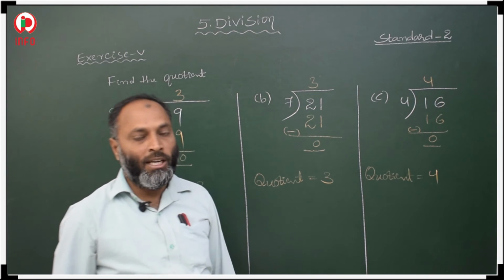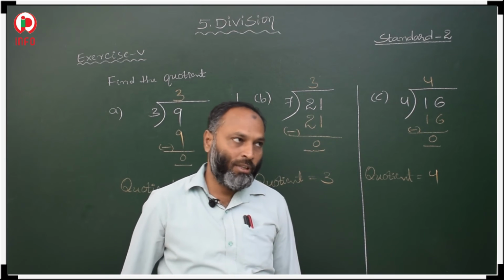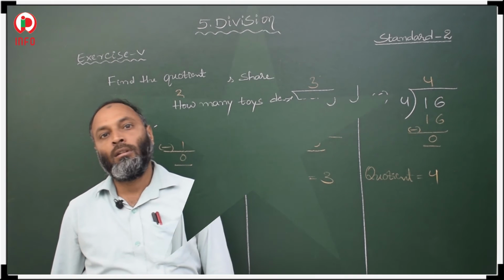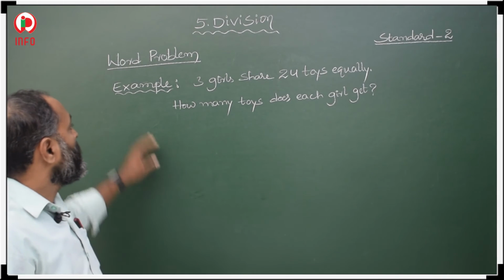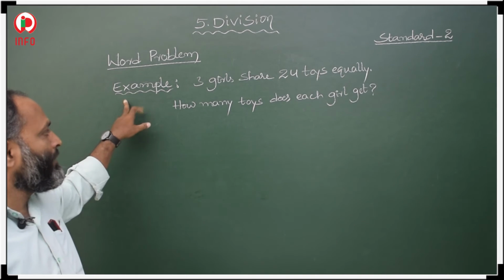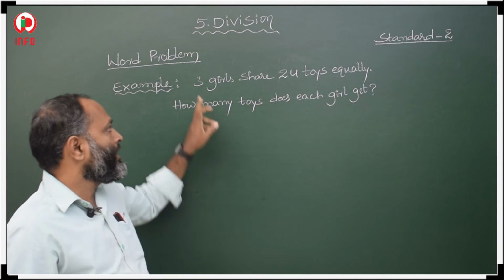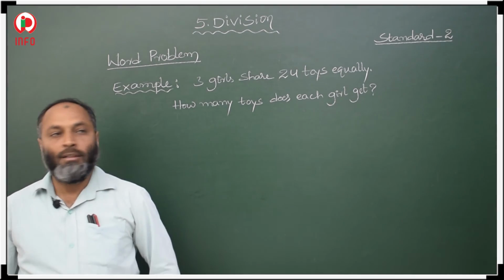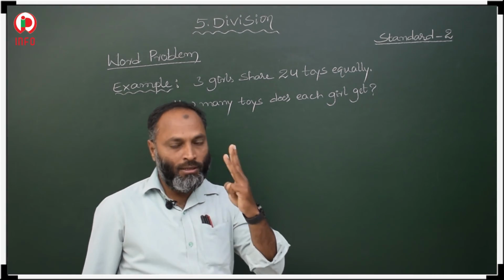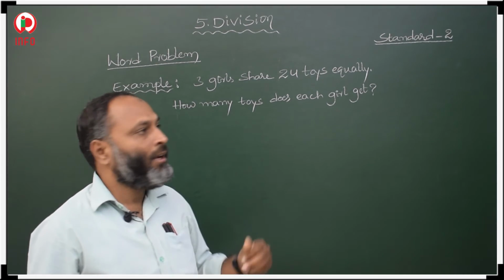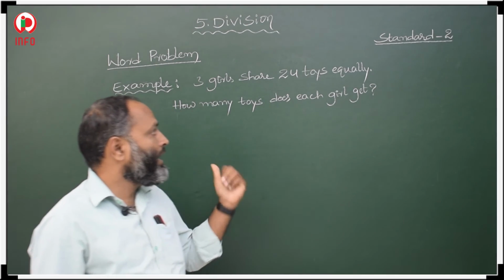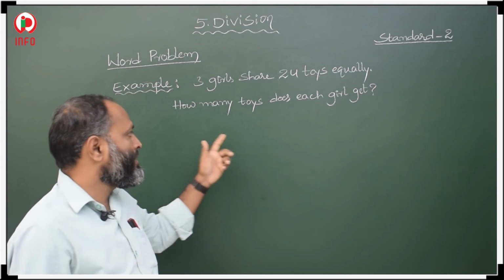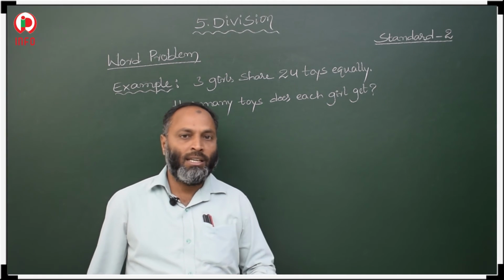So, in this way, one more method. For doing our division, this is the long division method. Okay. Yes, students, see, in this example, one question is given. What is given here? 3 girls share 24 toys equally. How many girls? 3 girls. How many toys were there? 24 toys. They share equally. If 3 girls share equally, then how many toys does each girl get?